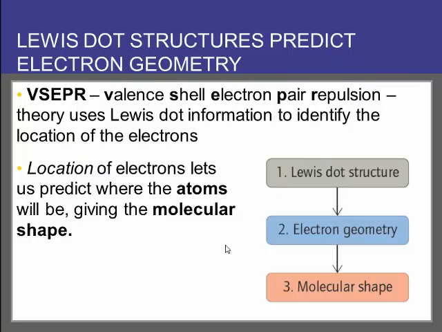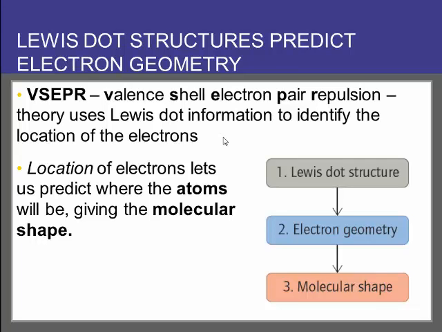So we're going to use what's called VSEPR theory, valence shell electron pair repulsion. And that uses Lewis dot information to identify the location of the electrons. So now we see why it is so important to be able to draw a good Lewis dot structure. You should have worked the Lewis structure lab before chapter 3. If you haven't done that already, please go back and work on the Lewis structure lab and then continue on with our study of chapter 3 right here.